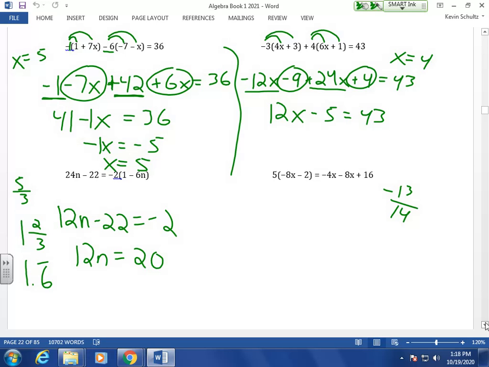Yes. You may use your binder. You may use a calculator. You may not use each other. Okay. If you don't finish it during class today, it is homework for tomorrow.